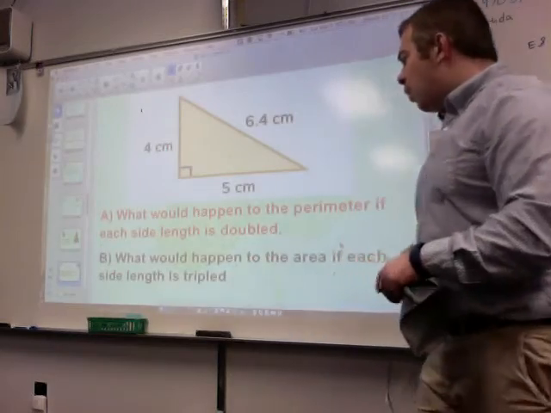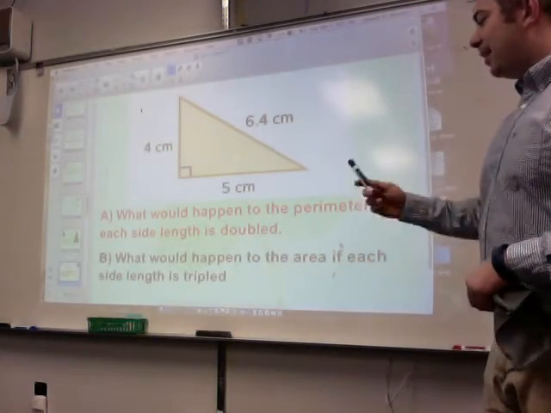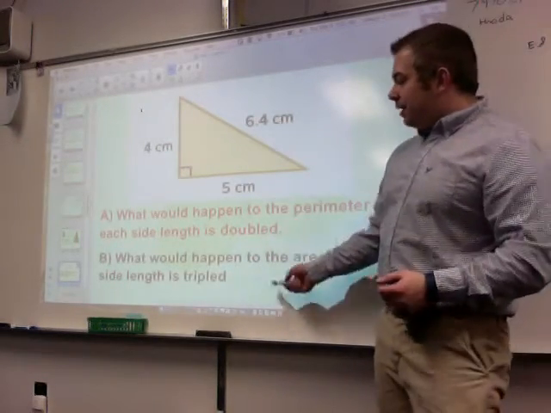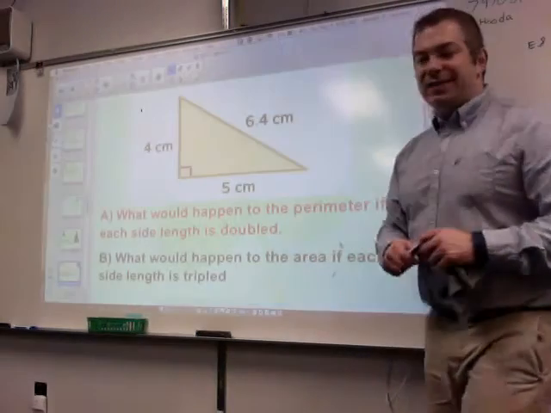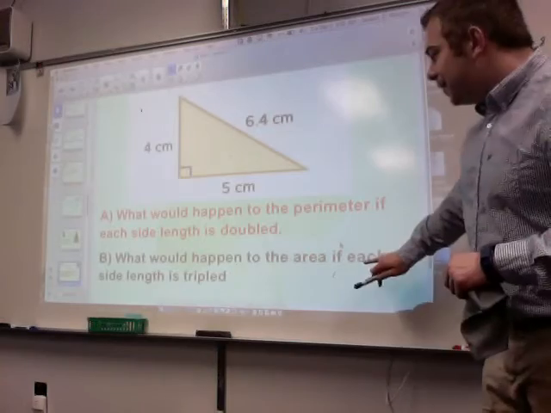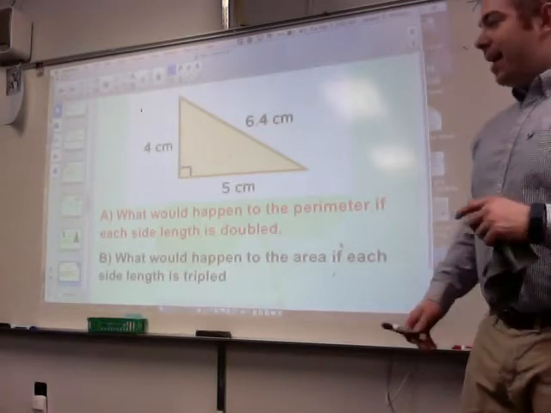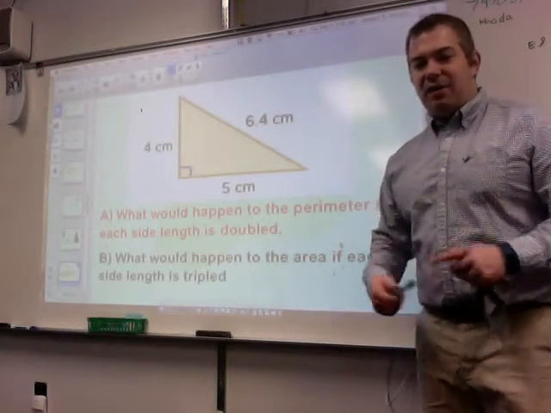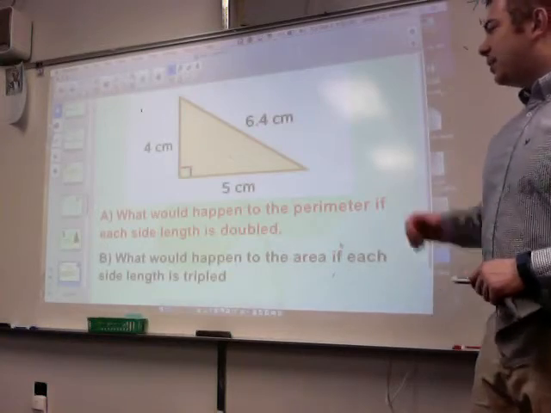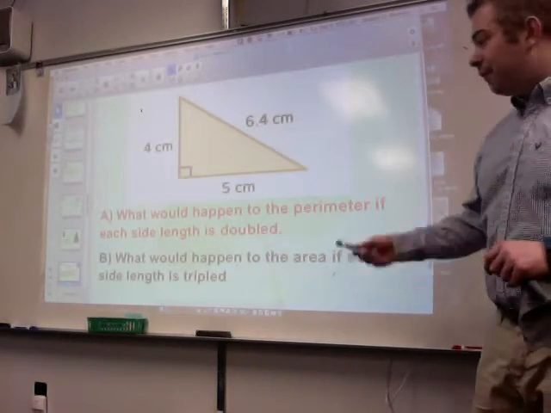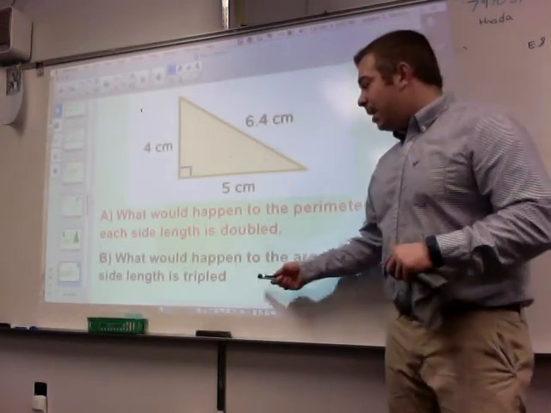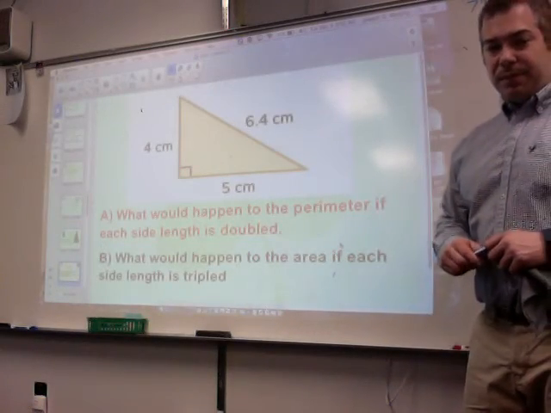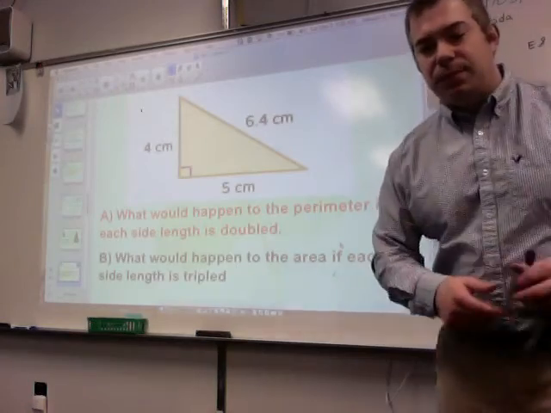Then B, what would happen to the area if each side length is tripled? So now for B, you triple the 5, you triple the 4, and you triple the 6 4/10, and find the area now for B. And see what you can find out. Give me a sentence or 2 about the difference. So you might want to, actually probably should, for A, find the original perimeter, and for B, find the original area. All right, good luck, and I'll see you when I see you.